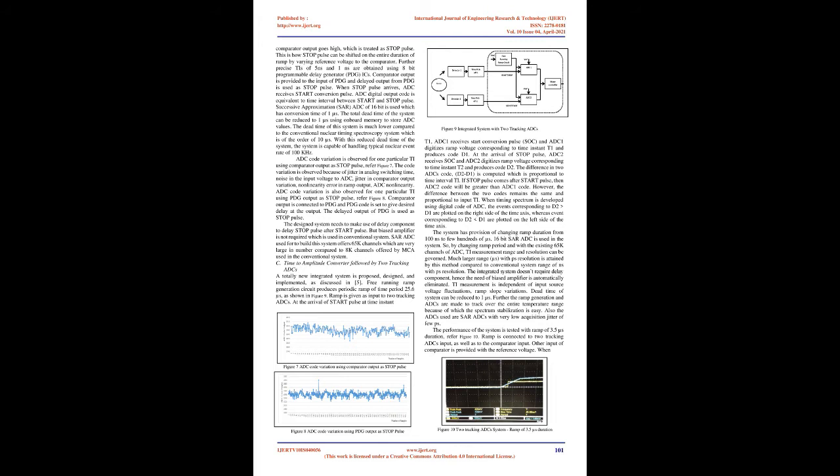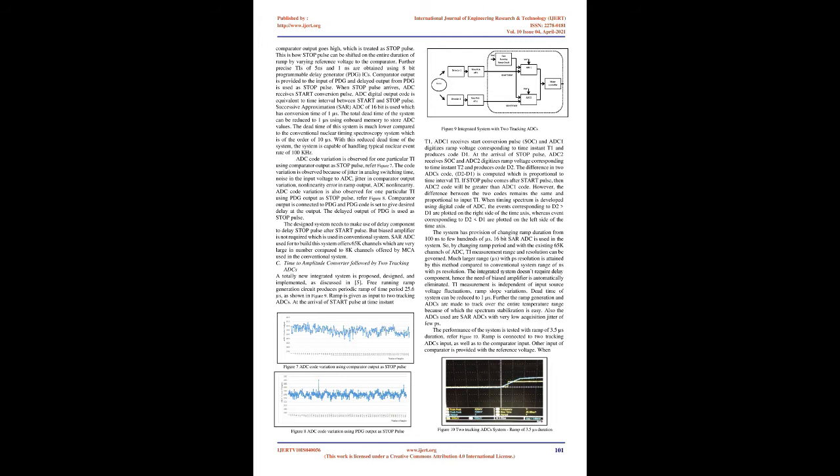ADC code variation is observed for one particular TI using comparator output as stop pulse, refer figure 7. The code variation is observed because of jitter in analog switching time, noise in the input voltage to ADC, jitter in comparator output variation, non-linearity error in ramp output, ADC non-linearity. ADC code variation is also observed for one particular TI using PDG output as stop pulse, refer figure 8.